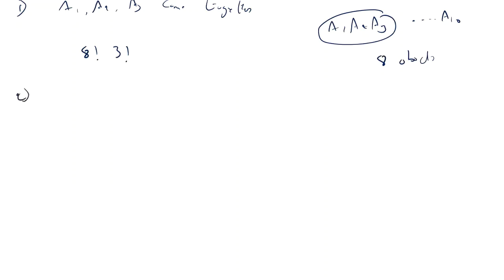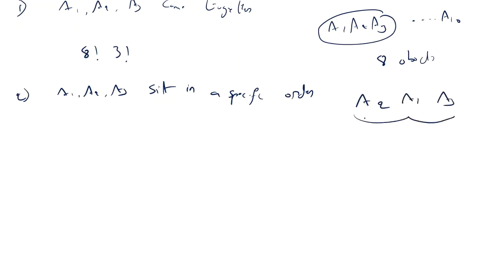Now, the second one. A1, A2, A3 sit in a specific order. So let us fix the specific order. The specific order that we can fix is A2 sitting first, after that A1, after that A3. What do I mean by A2, A1, A3? It means A1 should sit only after A2 and A3 should sit only after A1. So this is the specific order that we have.